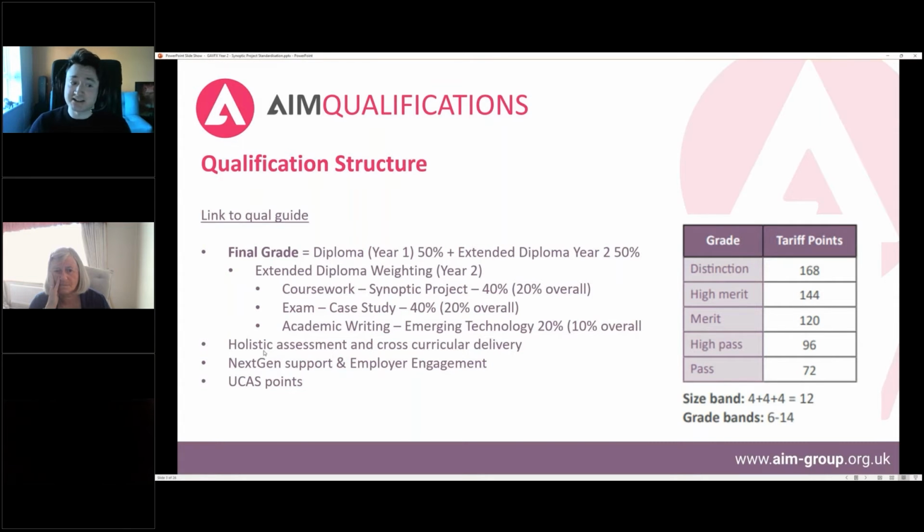The synoptic project itself has the holistic assessment and has cross-curricular delivery, so I'm going to dive into that a little bit later on. Some of the centres will use the NextGen support as well. Other centres will have their own employer engagement, and then all of this translates to your UCAS points at the end. This is just taken from the qualification handbook there.